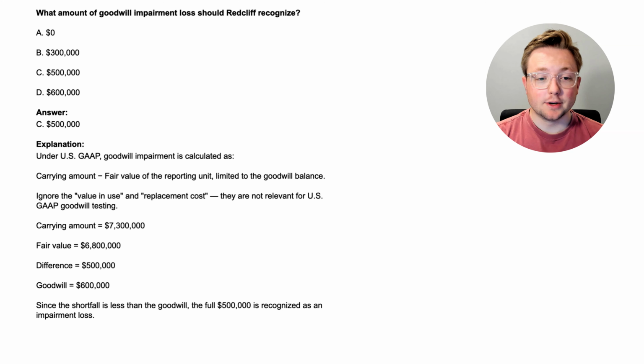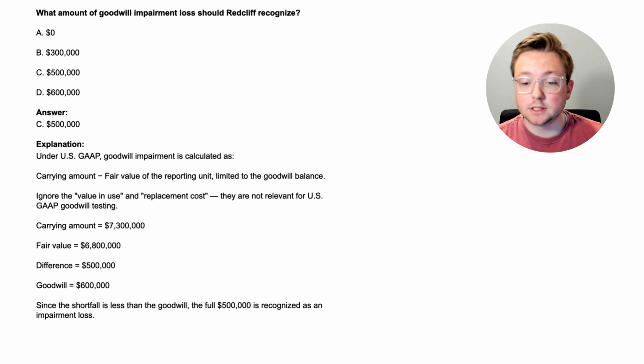Okay, here we are. The answer is C, $500,000. So this was a question just to kind of show you there's going to be some things to try to throw you off, but it's still just the same simple calculation. So let's go through that here. Under US GAAP, goodwill impairment is calculated as the carrying amount less fair value of the reporting unit, limited to the goodwill balance. So even though there was all this extra information, this is still the way you calculate it. All that other stuff was kind of stuff to throw you off. Ignore the value in use and replacement cost. They are not relevant for US GAAP goodwill testing.